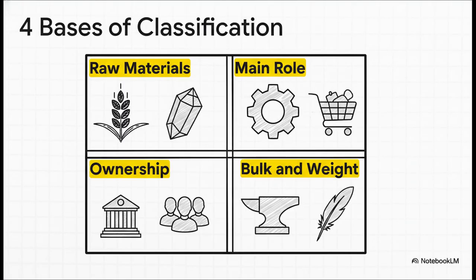So, we learned about the main ways to classify industries. Remember them? First, on the basis of raw materials, agro-based or mineral-based. Second, on the basis of their main role. Are they basic or consumer? Third, on the basis of ownership, public, private, joint, or cooperative. And fourth, on the basis of bulk and weight, heavy or light.